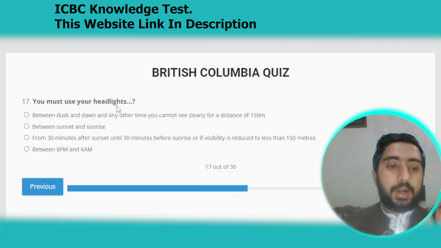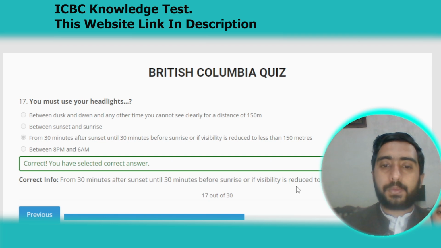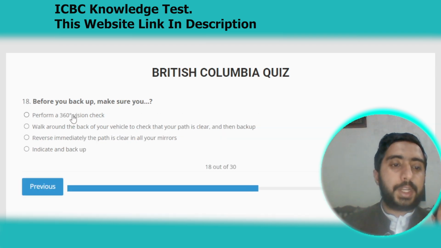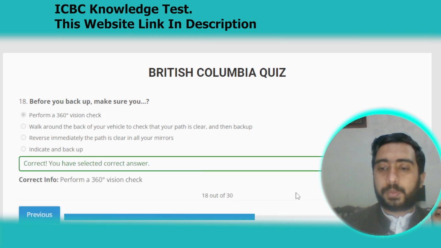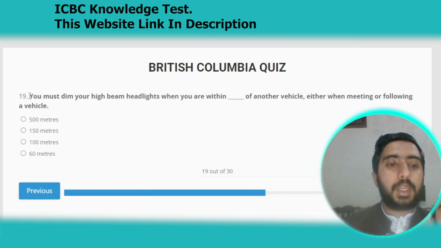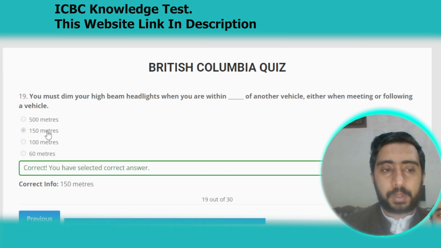You must use your headlights from 30 minutes after sunset until 30 minutes before sunrise, or if visibility is reduced to less than 150 meters. Option C is the correct one. Next question number 18. Before you back up, make sure you perform a 360-degree vision check. Option A is the correct option. Next one, question number 19. You must dim your high beam headlights when you are within what distance of another vehicle, either when meeting or following a vehicle? The correct answer is 150 meters, which is option B.